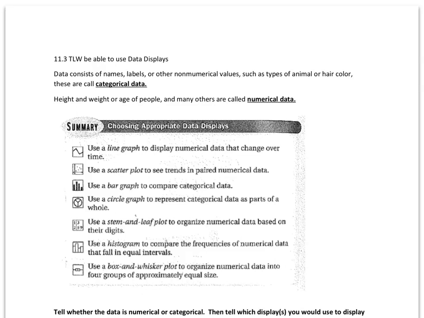Alright guys, today's goal: the learner will be able to use data displays. Okay? Data consists of names, labels, other numerical values, non-numerical values. So if it's not a number, like animal or hair color, things like that, it's a category. So it's categorical data. If it deals with numbers, it's numerical data. That's what those mean. Now if you guys need to pause, make sure you copy all this stuff down, okay?